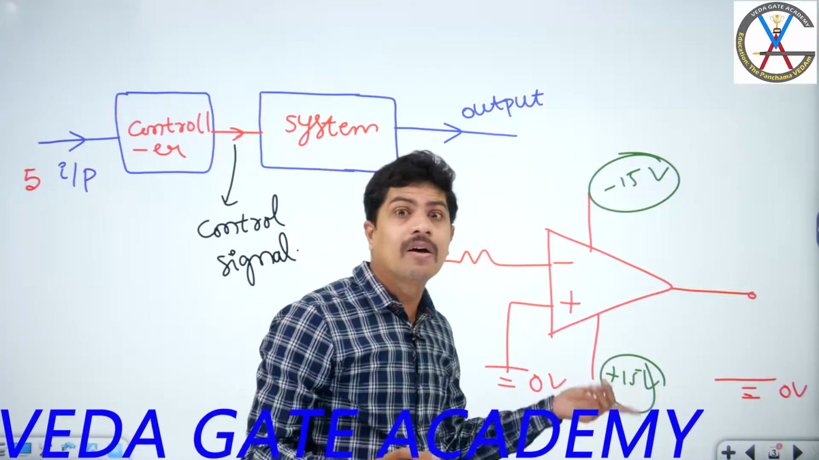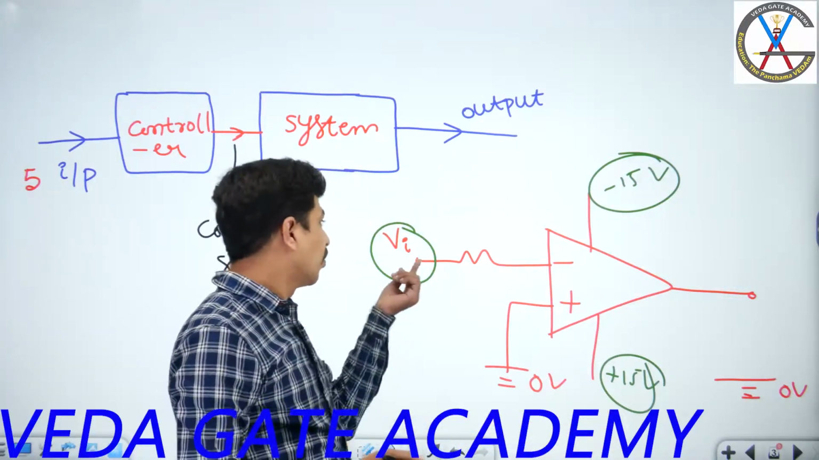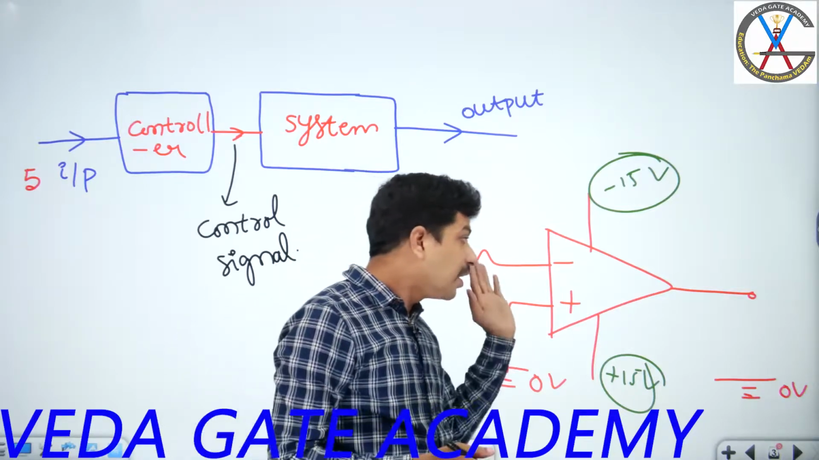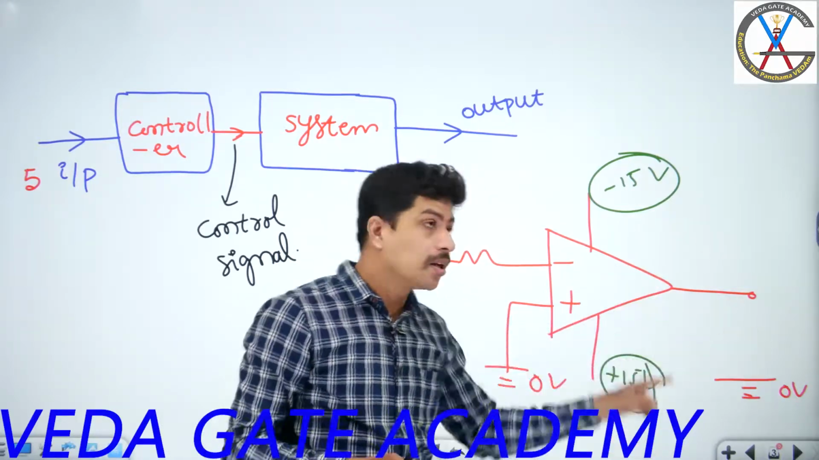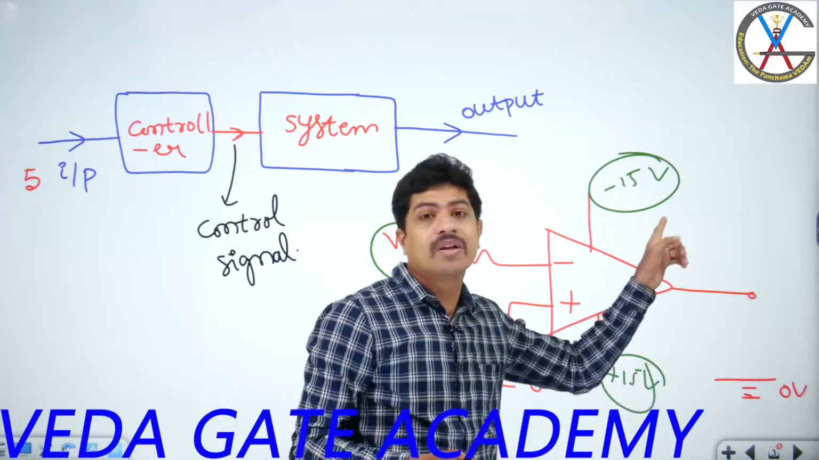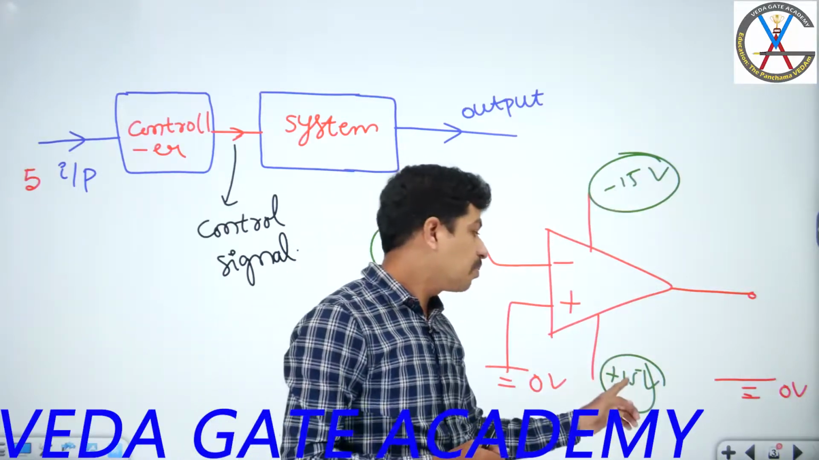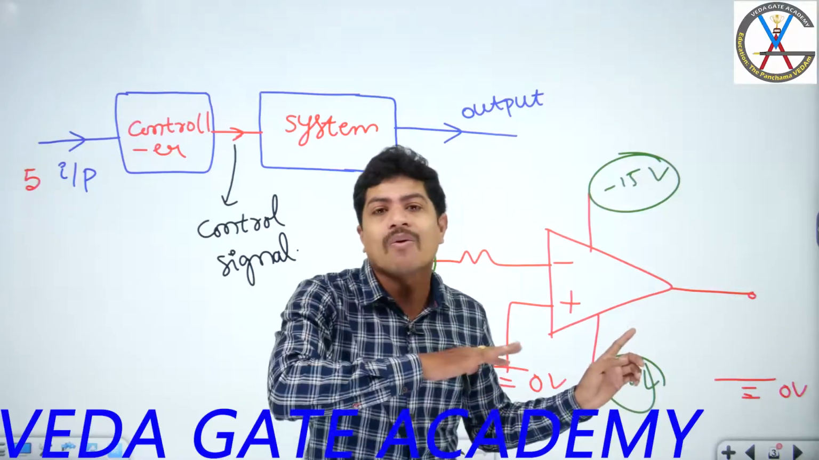Otherwise, this op amp will not work. Some people will understand only this. Vi is going to work on it. Vi will decide how much voltage we are going to get depending on these voltages, plus 15 and minus 15. Yes or not? Without this minus 15 and plus 15, this operational amplifier will not work.